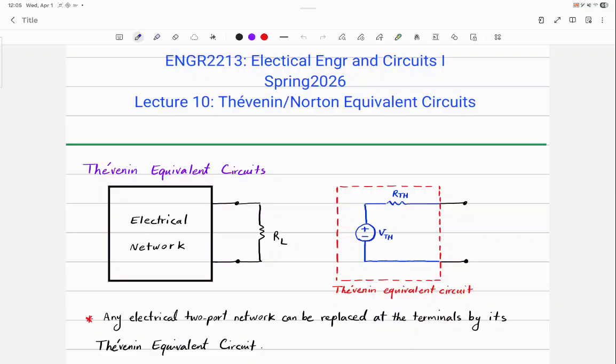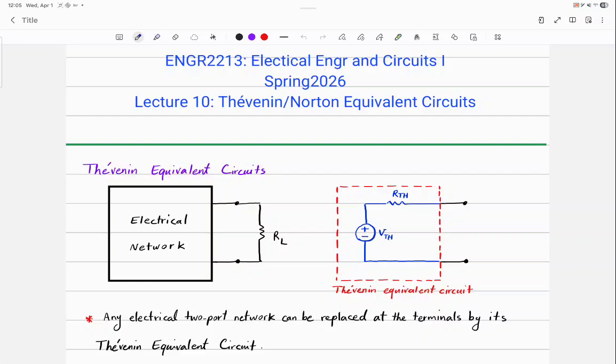I mentioned it in the previous lecture, just to make sure you all know that this is the first lecture for exam 2, okay? It's not going to be part of the first exam. It's called Thévenin and Norton equivalent circuits. Let's start with the Thévenin equivalent circuit.